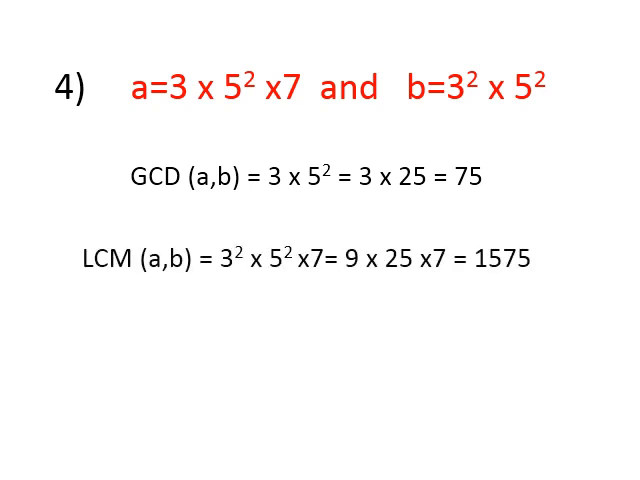Now the LCM is all the factors with a greater power. I take not 3, but 3 to the power 2, okay? Times 5 to the power 2 times 7. First we have to calculate the powers and then multiply the answers. 3 squared is 9, 5 squared is 25, times 7. So the LCM is the multiplication of these factors, which gives us 1575.